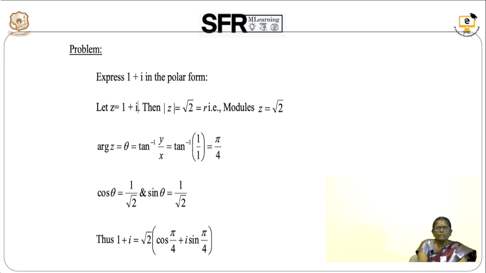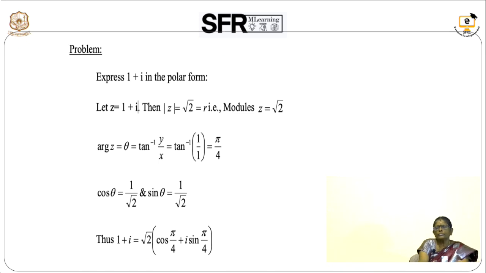Therefore theta equals tan inverse of y by x. Put the values of x and y, imaginary value 1 and real value 1. Therefore tan inverse of 1 equals pi by 4. Then cos theta equals 1 by root 2 and sin theta also equals 1 by root 2.